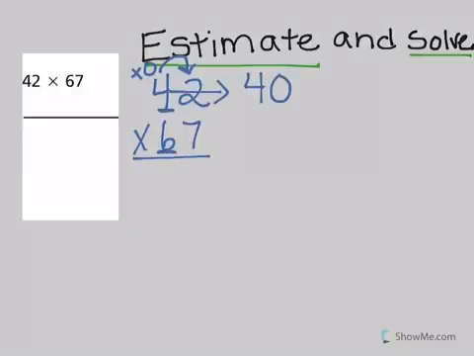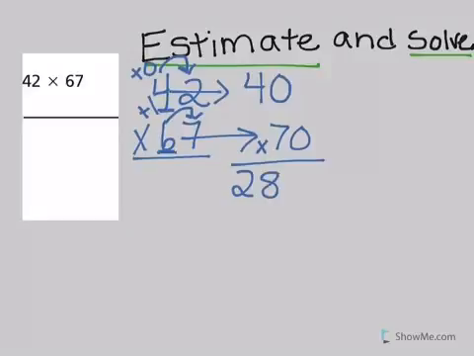I underline the 6, draw an arrow to the 7. The 7 is larger than 5, so I add 1 to the 6, and it becomes 70. Now I'm going to multiply 40 times 70 to get my estimate. Using my zeros trick, I know 7 times 4 is 28, and I have 2 zeros. My estimate is 2,800.